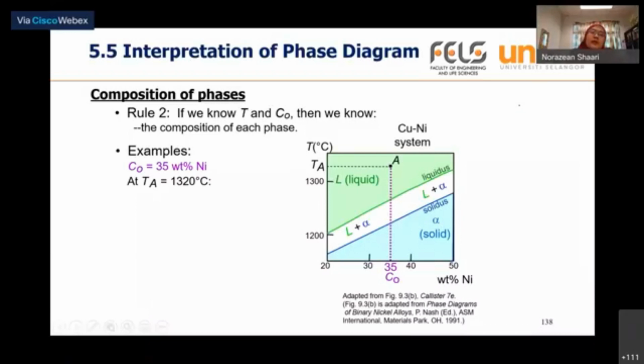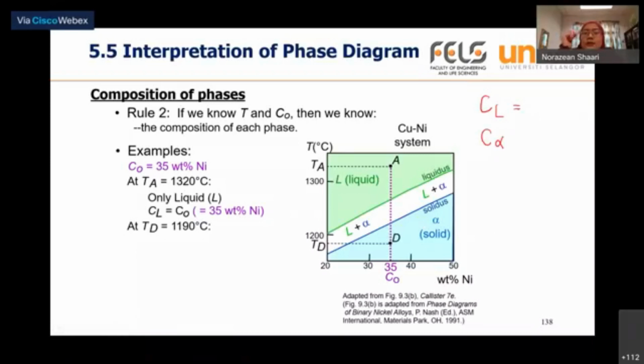So kalau kita cuma ada satu phase sahaja which is liquid, so compositionnya adalah sama dengan initial composition which is 35 weight percent of nickel juga. Sama juga at point D, 1190. So phase-nya adalah solid. So kita boleh cari composition of solid. So composition of solid juga sama dengan initial composition because dia cuma ada satu phase. 35 weight percent.